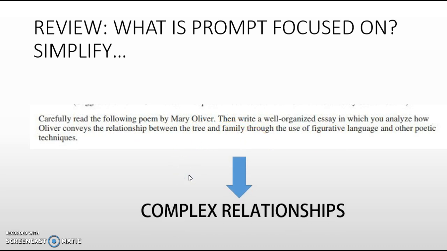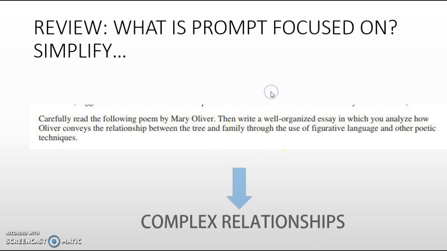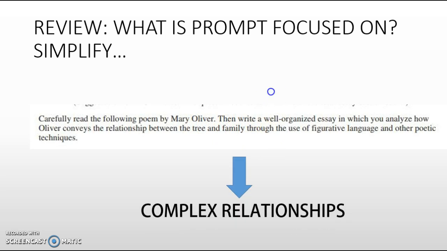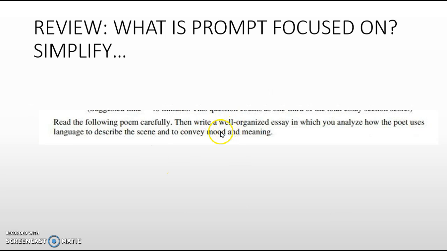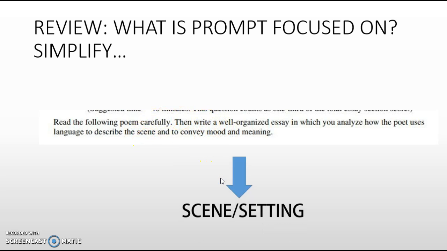The difference, though, is the complex relationships are not human to human. It is an object to humans or a human group. So that is a repeat slide. And then right here it says, analyze how the poet uses language to describe the scene to convey mood and meaning. So this one is a little bit different, but basically scene is setting. So this is asking you to pick apart how the poem depicts a certain setting.